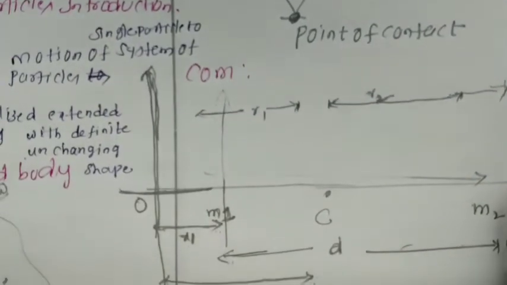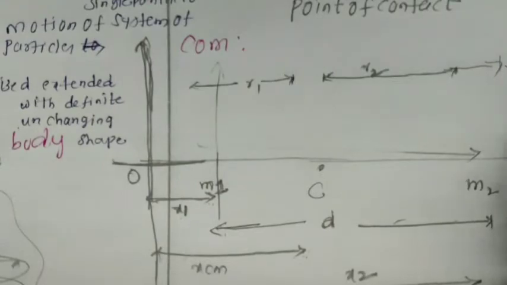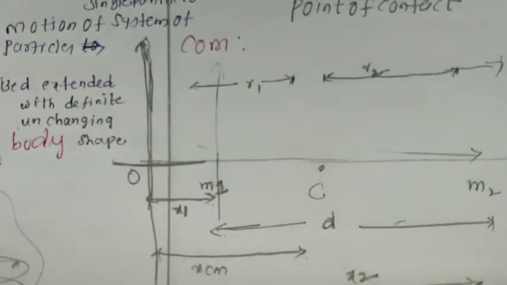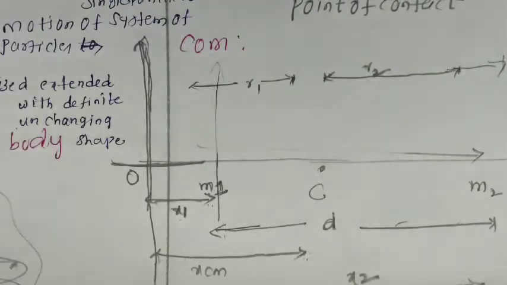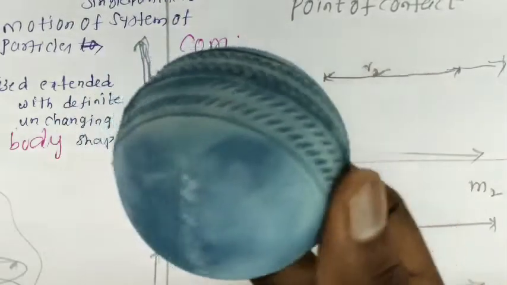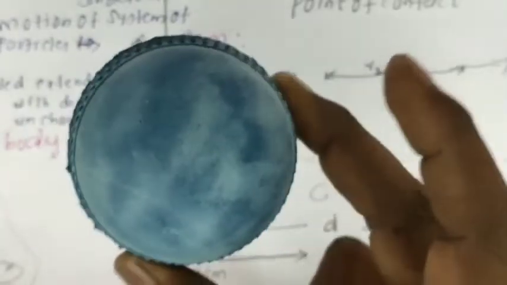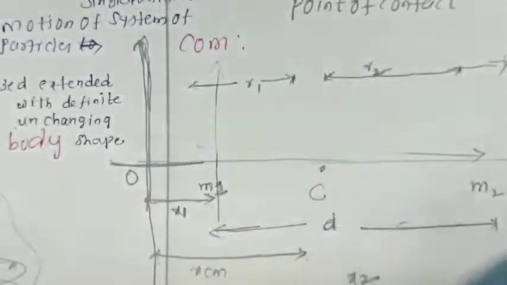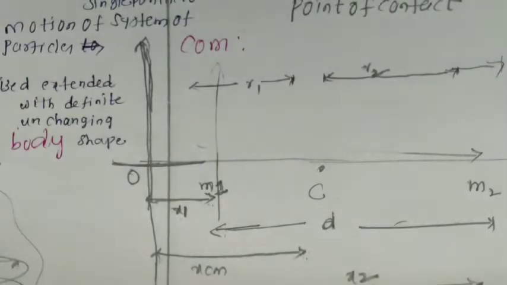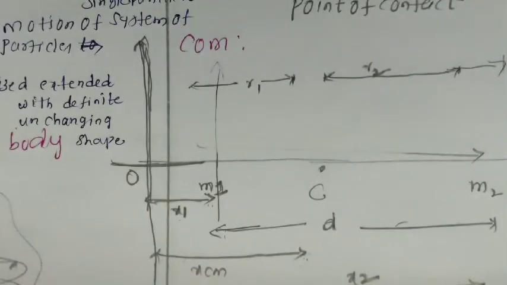Now the center of mass. The definition of center of mass is the point where the whole mass is concentrated. If you take this ball and hang it by a thread, somewhere the mass will be located and it will be balanced. At that point we call the center of mass. Generally speaking, it is where the total mass is concentrated.